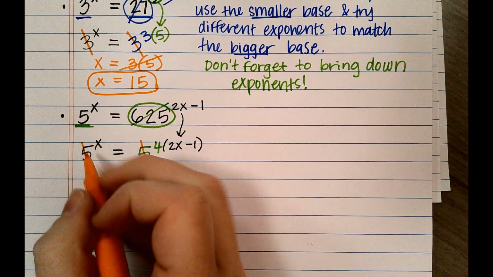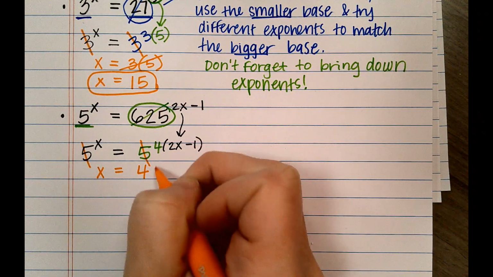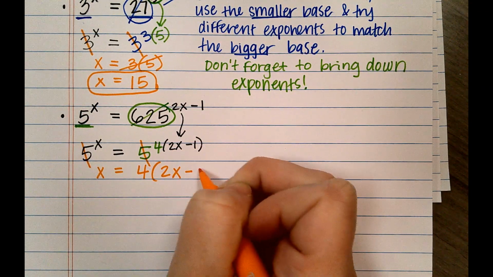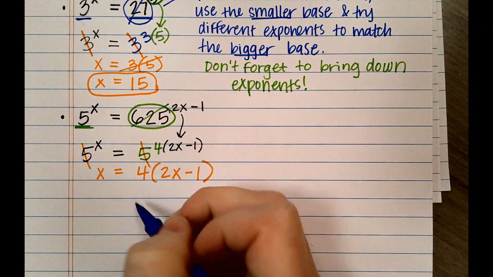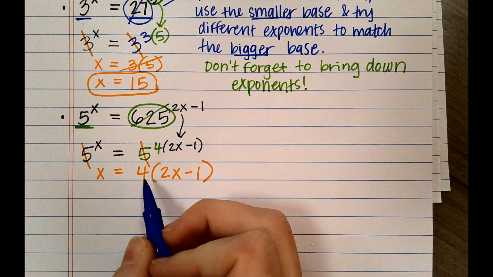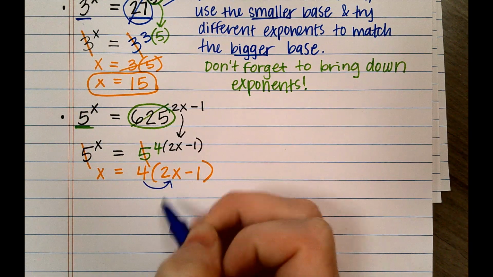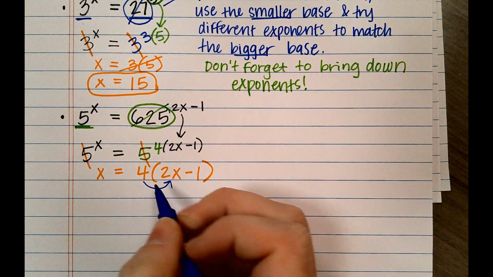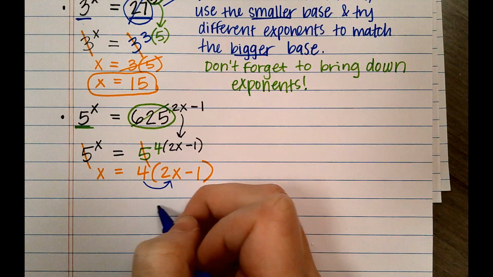Bring down your x equals. Yeah, so bring down x equals, and then I have 4 times 2x minus 1. Okay, and now I'll distribute. So we'll do 4. What are we multiplying by 4 first? Times 2x. Yes. 4 times 2x is 8x.